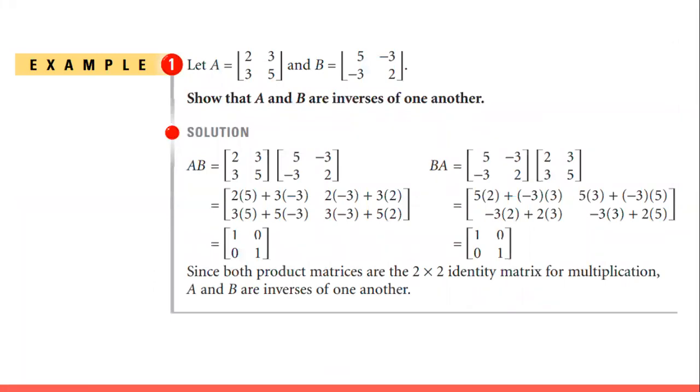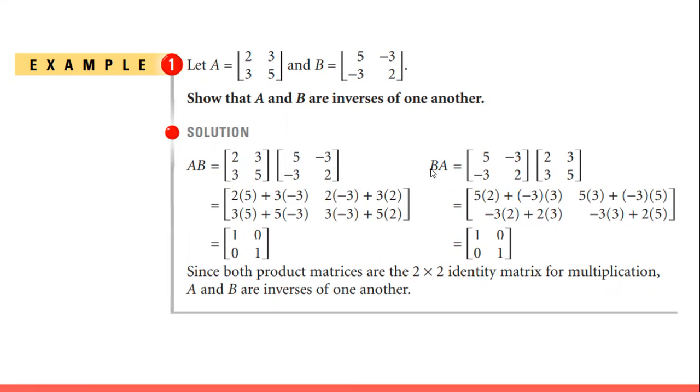And this is our first example. Let A equal 2, 3, 3, 5, and B equal 5, negative 3, negative 3, 2. And we need to show that A and B are inverses of one another. So we first are going to start off by multiplying A times B. And we're going to do this by using the first row of the first matrix and multiplying each by the first column of the second matrix. And you do the same thing for the second row in the first column, and also for the second row and the second column of the second one. And when you simplify, you should get 1, 0, 0, 1.